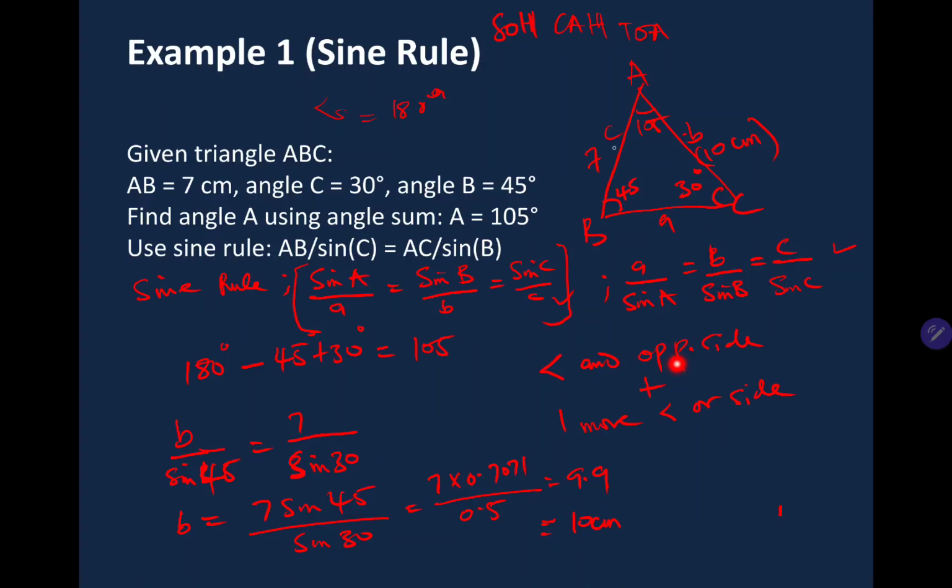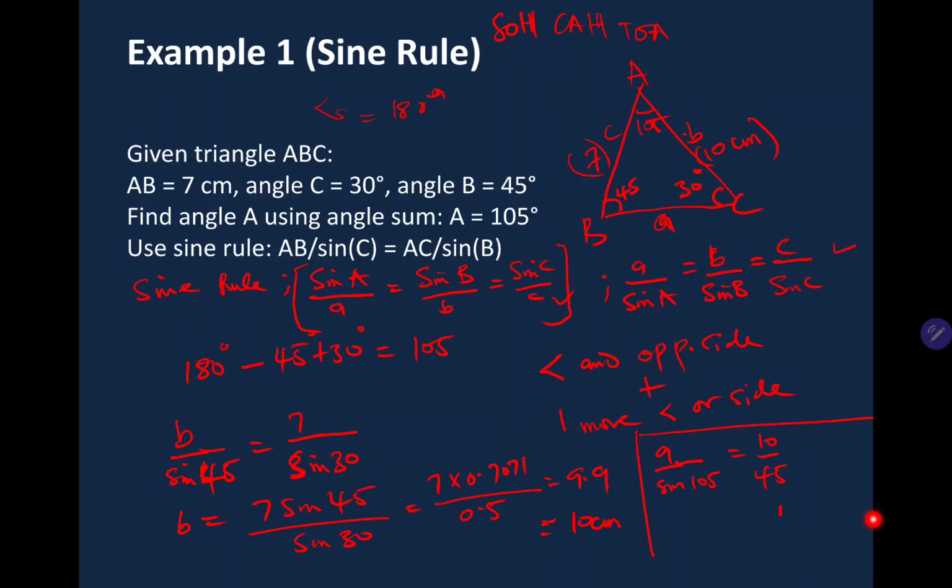Now we have two sides. We have C of 7 centimeters and we have B of 10 centimeters. What is left now is the side A. So we could still apply the sine rule since we have just one missing side now. We could say A over sine A, and sine A here is 105, is equal to B over sine B. B here is 10 over 45.